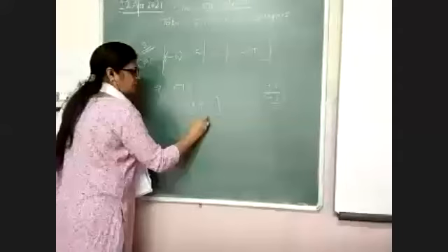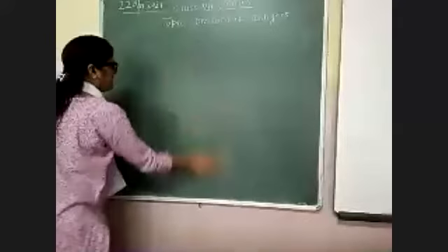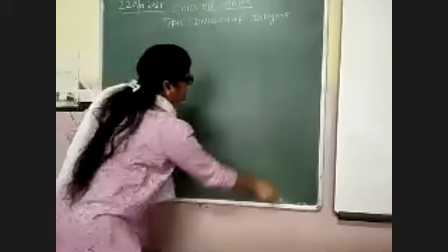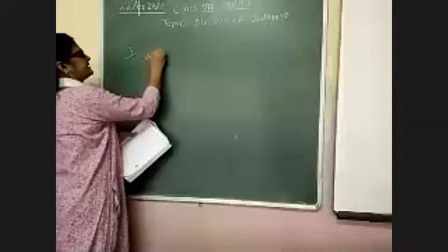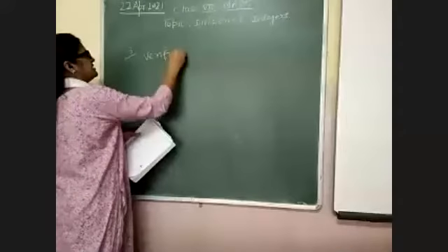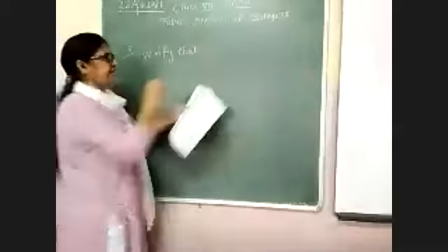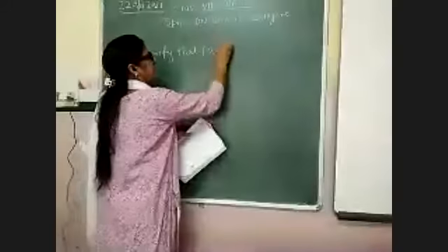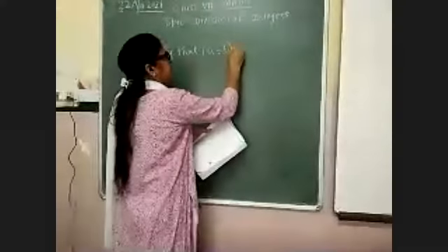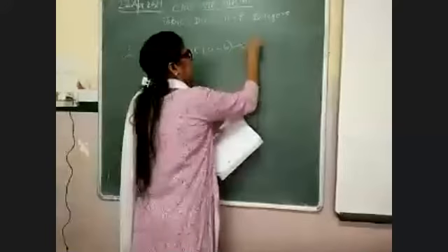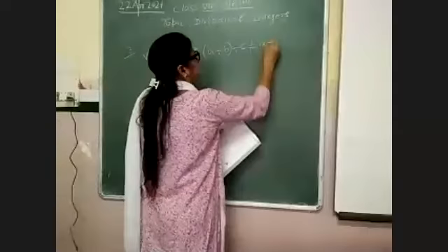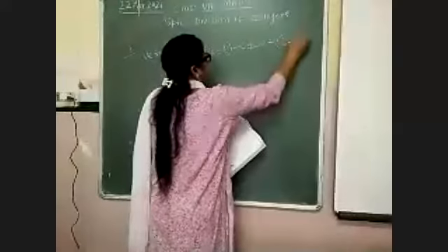The fourth part of the second question you will do yourself, and I am doing the third question. Verify that A divided by B, bracket close, divided by C is not equal to A divided by B divided by C. See the question and open your book also.